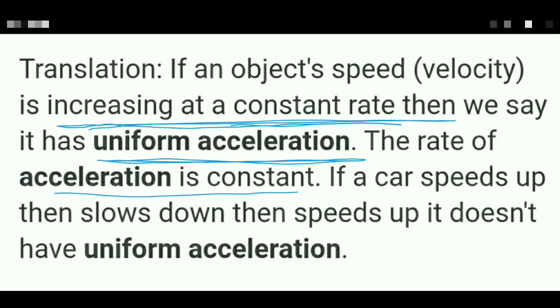Suppose a car speeds up and then slows down, then it doesn't have a uniform acceleration. If a car sometimes speeds up and sometimes slows down, that means it is not having a uniform acceleration. For uniform acceleration, the car will either only speed up during its course of time, or it will only retard or slow down. And with a fixed constant rate, then we say the car is moving with a uniform acceleration.